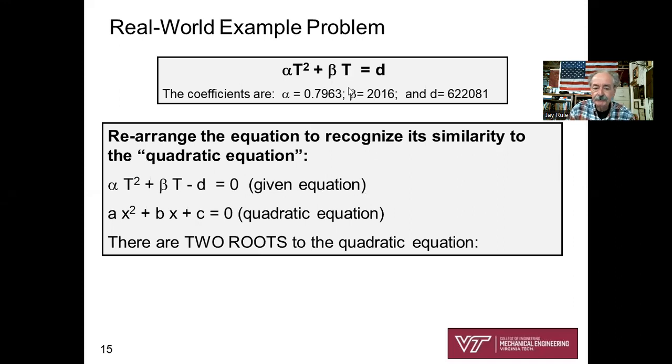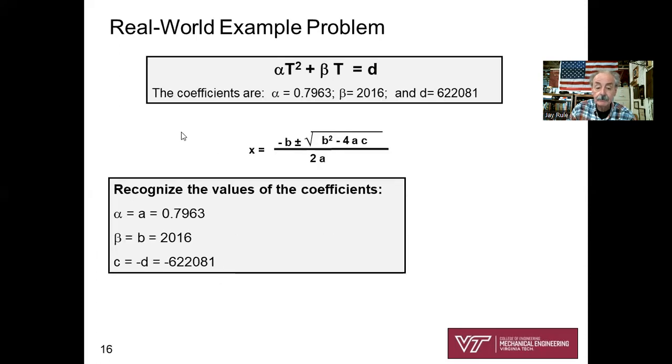So here's our given information. Let's rearrange our mathematical model to fit the quadratic equation form, ax squared plus bx plus c. So that's going to be our first step. There are going to be 2 roots to the quadratic equation.